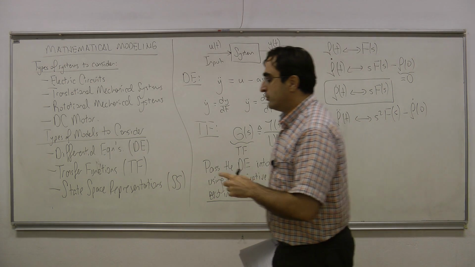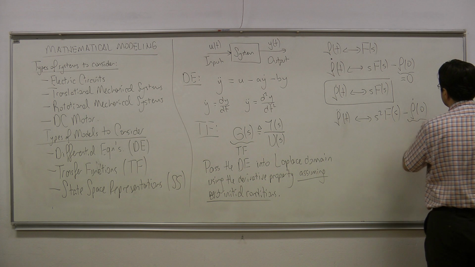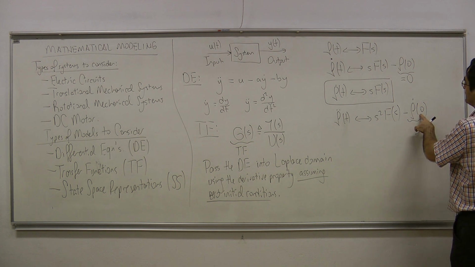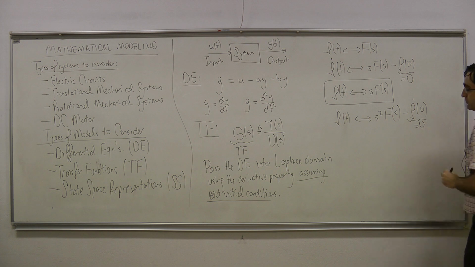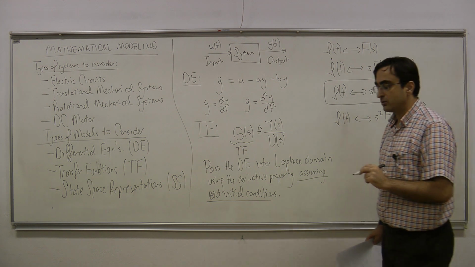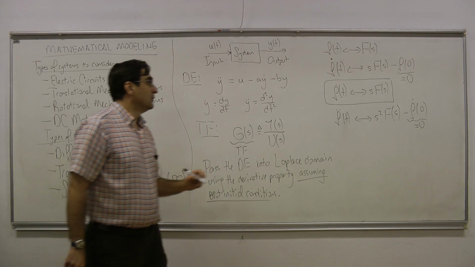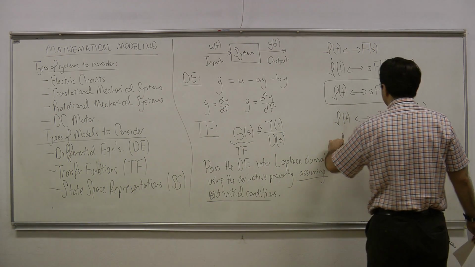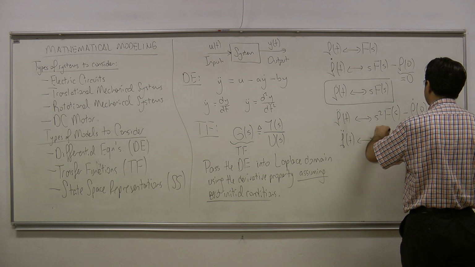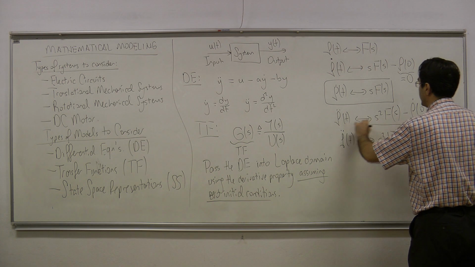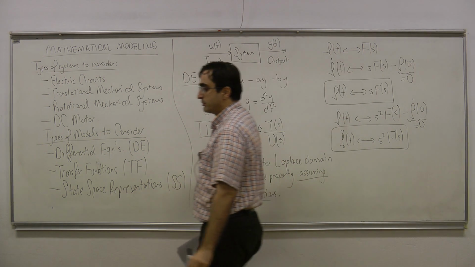Here again we are going to be assuming that this initial condition, the value of the derivative of the function at time t equals 0, is equal to 0 while trying to calculate the transfer function. That gives us the simple rule: f double dot of t has the Laplace transformation s squared F of s.